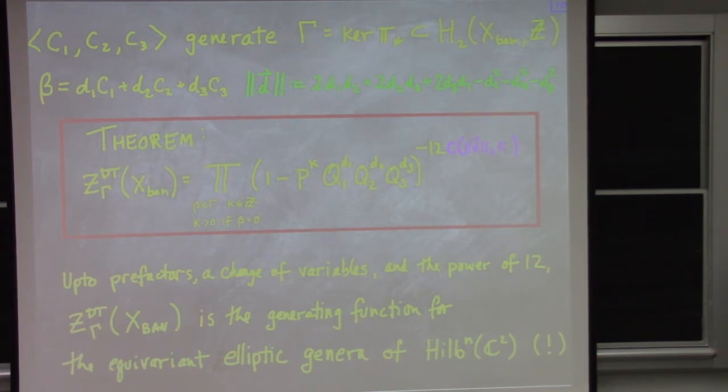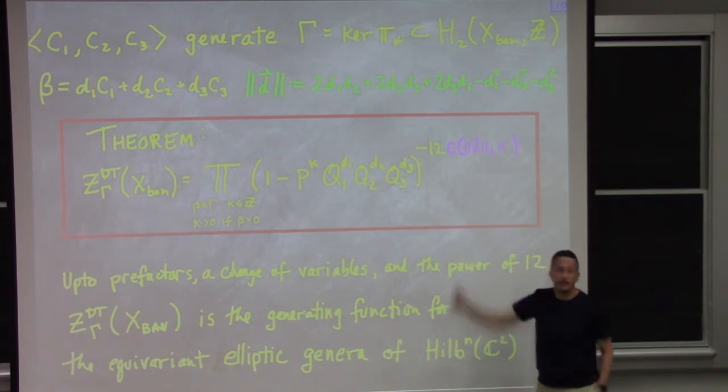Elliptic genera is something that has two variables, q and y. It's a one-variable generalization of a chi-y genus, which is a generalization of Euler characteristic. So that's two variables. If I'm doing it of the Hilbert scheme, I need some other variable to keep track of the points in the Hilbert scheme. And because this is non-compact, to actually define the elliptic genus, I need to do it equivariantly with respect to the anti-diagonal action, so I get an equivariant parameter. So this thing has 4 variables, and under a change of variables, you end up getting exactly this thing.